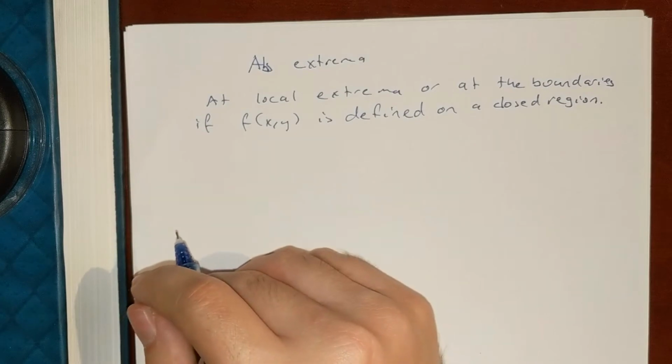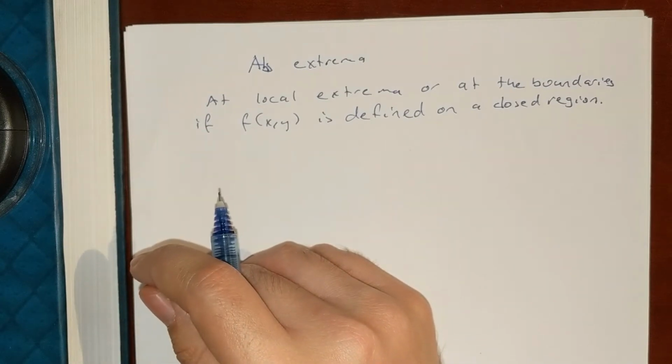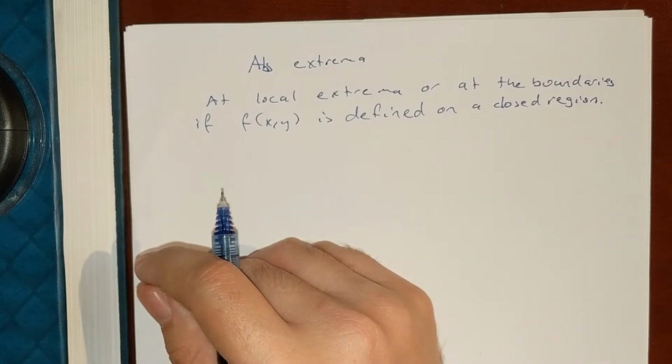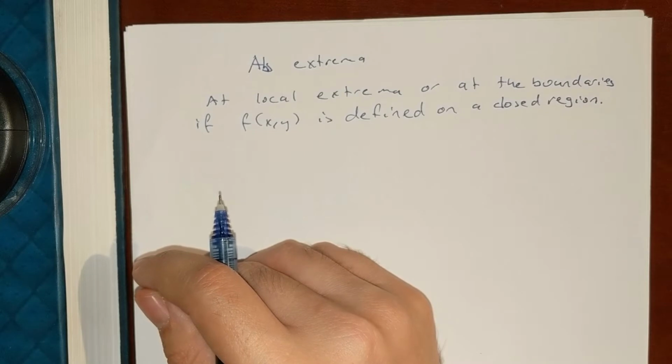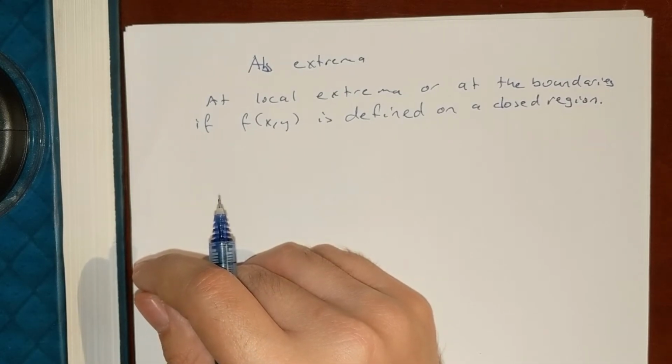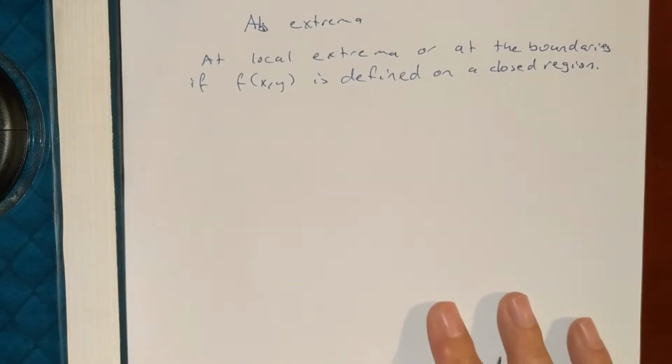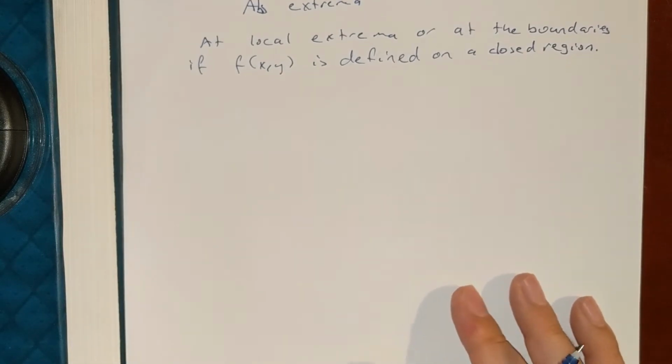So we might have problems where the function is defined on a closed region and we're interested in the absolute extrema. That means the biggest guy on the block, or the smallest guy on the block. So where can I find those? I can find them at the local extrema, or I can find them on the boundaries. To illustrate this point, I'd like to do the following question.